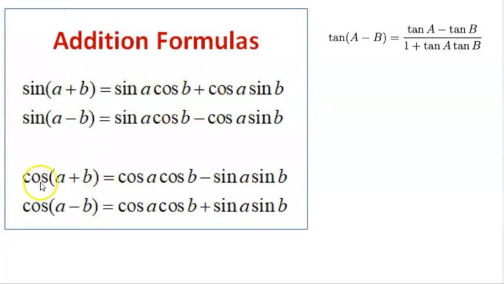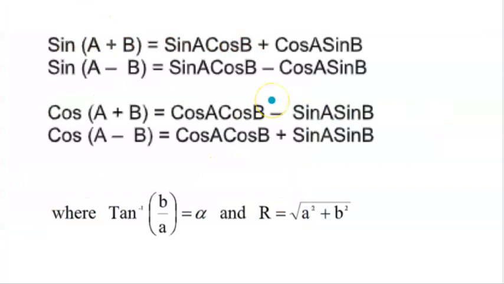Then we have the formula for cos(A plus B). Cos(A plus B) is cos A cos B minus sine A sine B, where the A and the B are the angles. These are the same formulas, but instead of lowercase a and b, I put uppercase A and B.